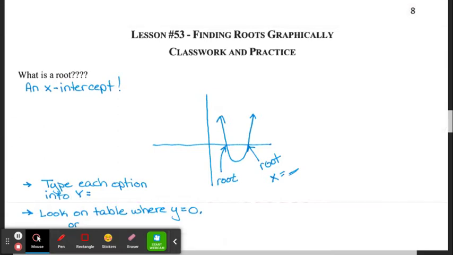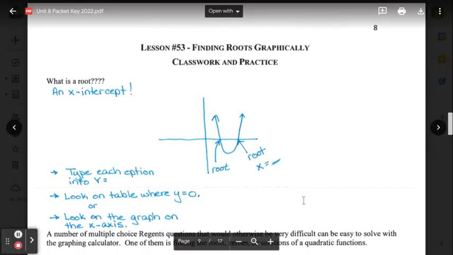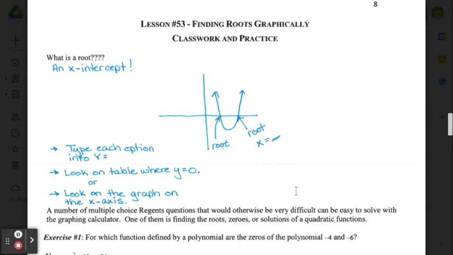Today we're working on lesson number 53. This is going to begin our calculator tricks for our portion of this packet. So it says finding roots graphically, and we're on page 8. So take a look here. I just put up my answer key because I can write neater on paper than on these videos.